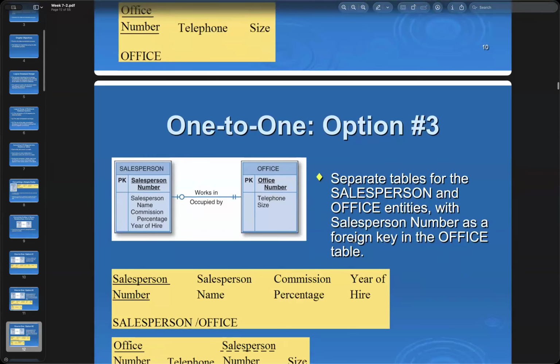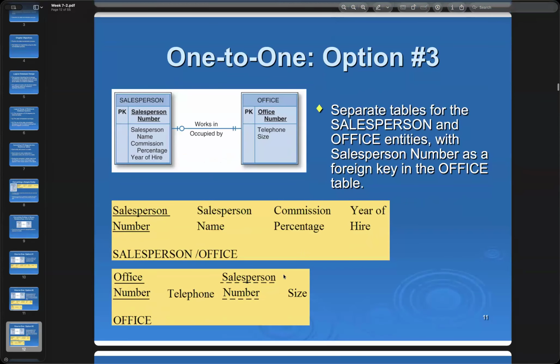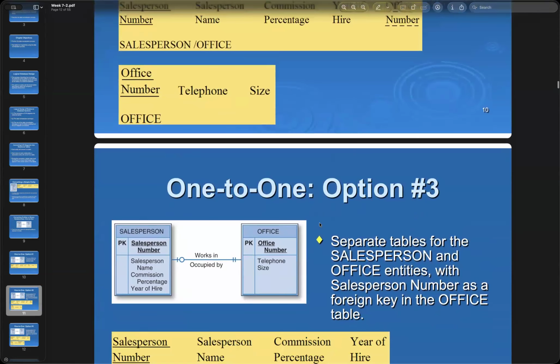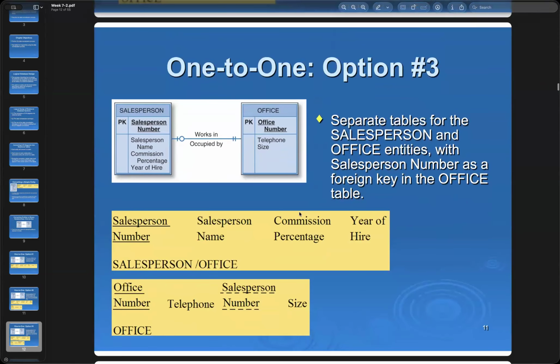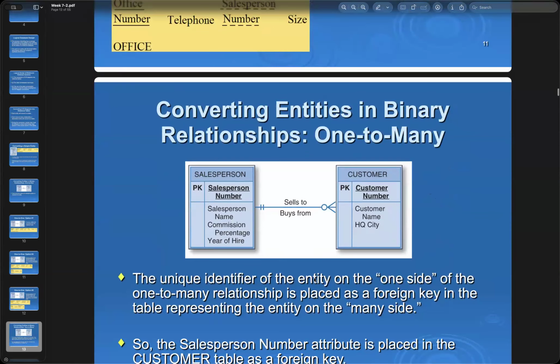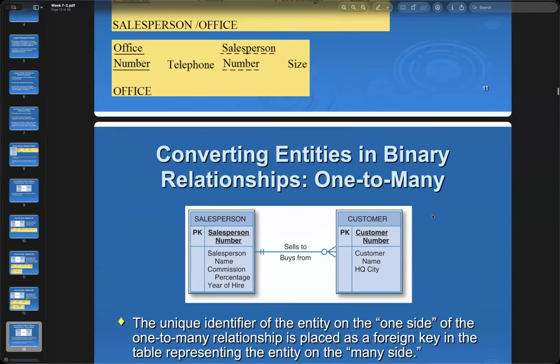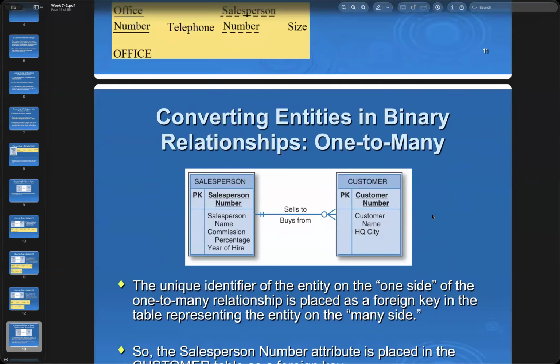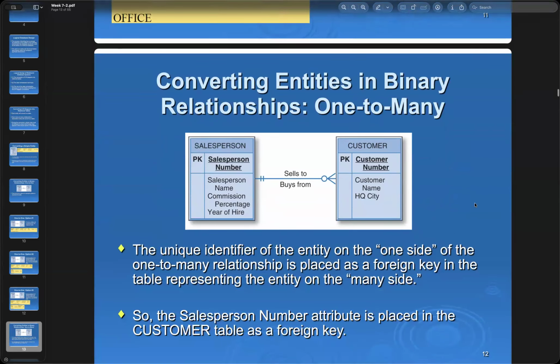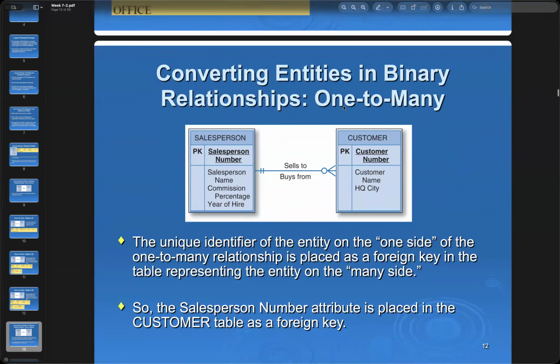And then we also have option 3. If we separate the tables, this time the salesperson number is put as a foreign key in the office. So options 2 and 3 both have two separate tables, but we put the foreign key in a different table. Both are possible. It depends on how you design it, or if you give a good explanation of why you designed it that way, it is okay.